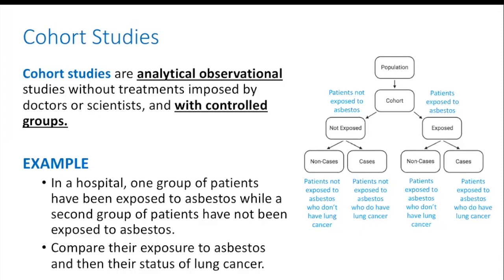Once the patients are chosen, their exposure to a contributing factor, in this example, asbestos, is recorded, and patients are separated into two groups, exposed and not exposed. Then, the patients are further separated into those with lung cancer, the cases, and those without lung cancer, the non-cases. In this study, the development of lung cancer is compared between these two groups in order to measure the relationship of the exposure to asbestos and the outcome of lung cancer.